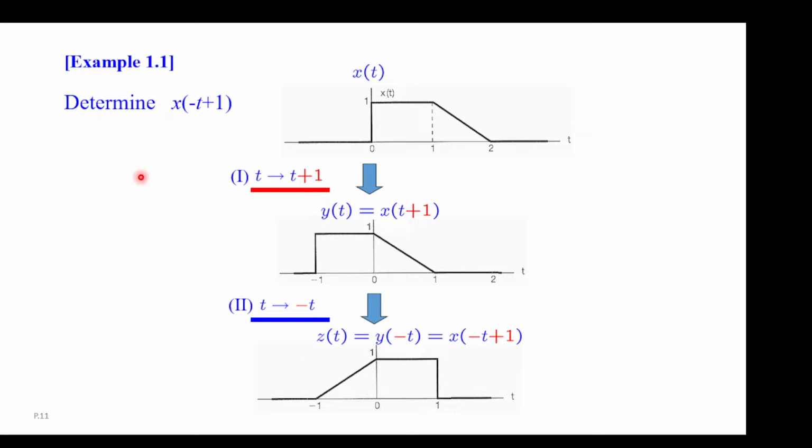We want some function that equals x of minus t plus 1, and that should be like a time reversal on y of t. So you flip left and right on this thing, and you get this shape. So z of t equal to x of minus t plus 1 looks like this, and you will do this kind of question in your homework. Okay, so any question so far?